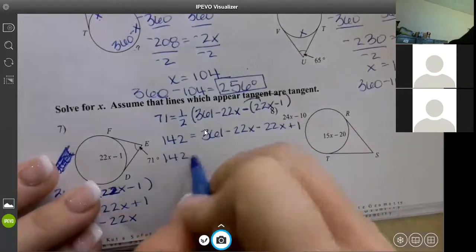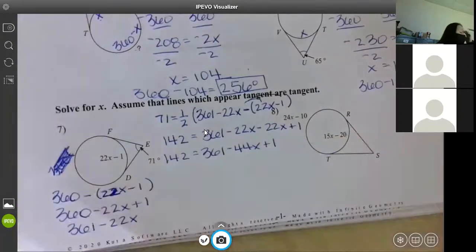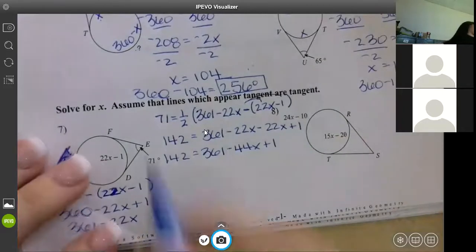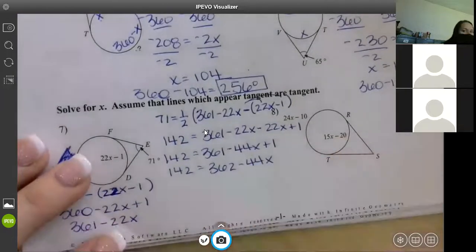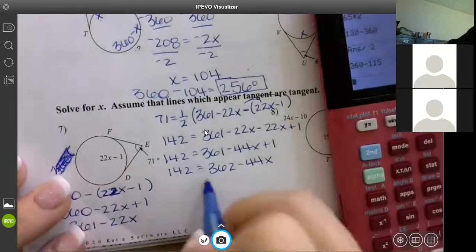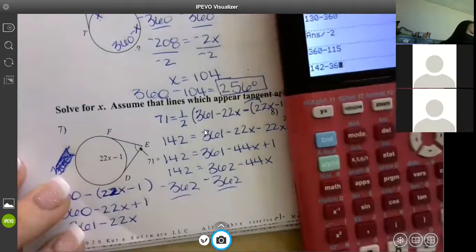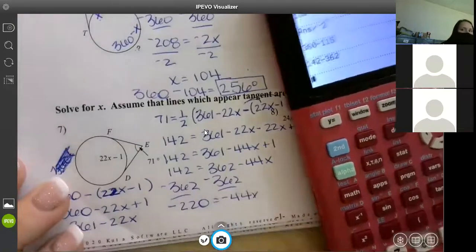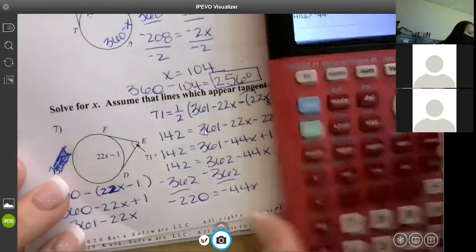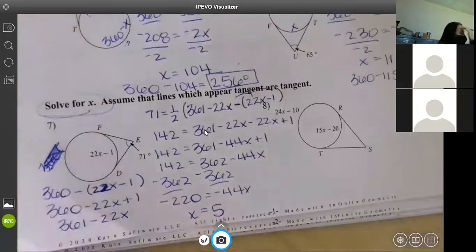We get 142 equals 361 minus 44x. And I left that plus 1 on there. I probably should have went ahead and put it together. 142 equals 362 minus 44x. Keep solving it, minus 362. So 142 minus 362 is negative 220 equals negative 44x. Divide by negative 44, and x equals 5. It said solve for x, so you guys are done. Sorry, I was thinking the 22s were going to cancel out.